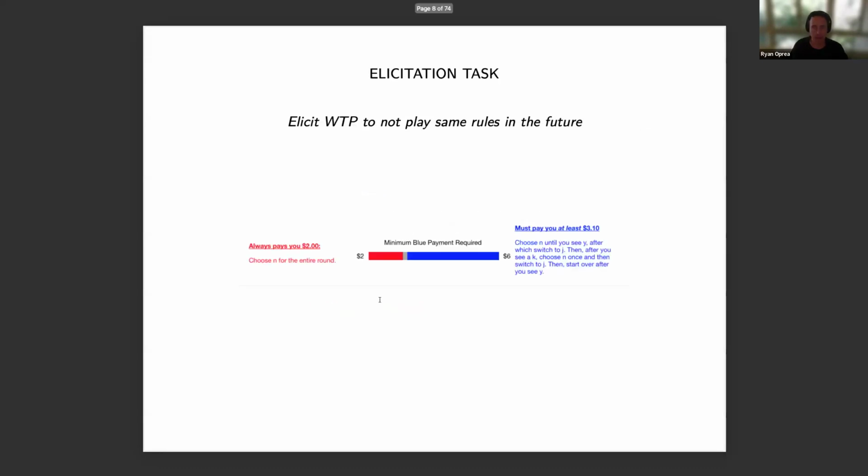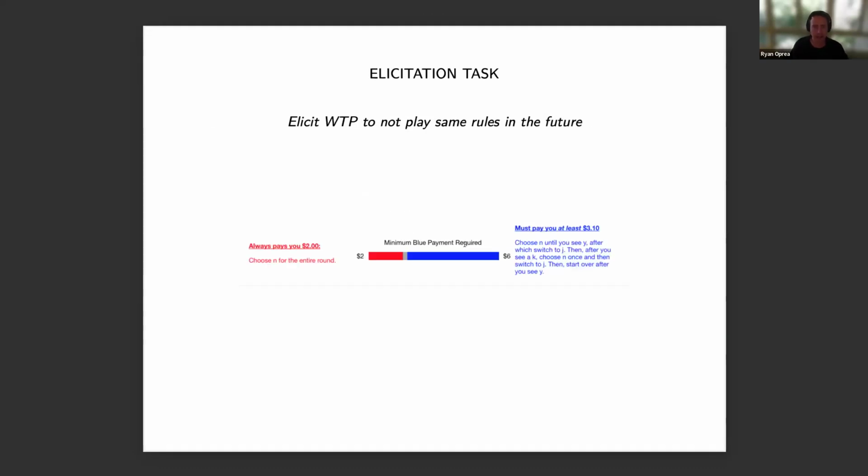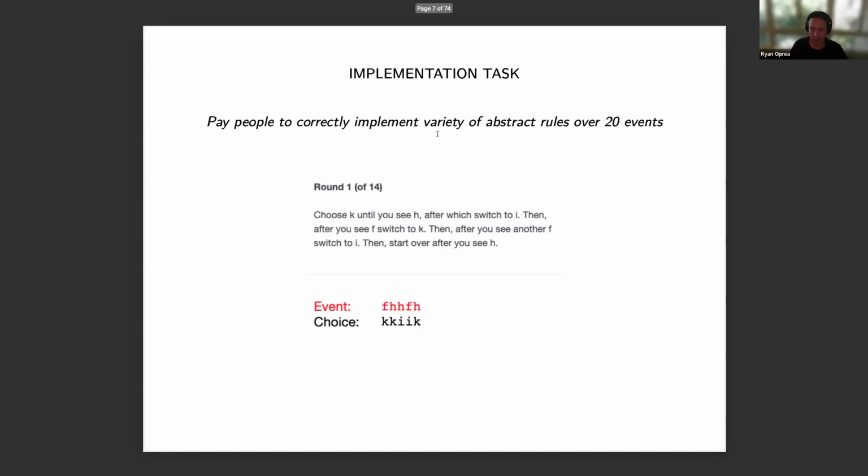The key to the experiment is, after giving subjects 14 of these, and I'll talk about how I selected these rules in a second, I then elicit subjects' willingness to pay to not be forced to play the same rule again in the future in the experiment. So subjects can essentially bribe me to not have to do these annoying tasks of implementing these algorithms.